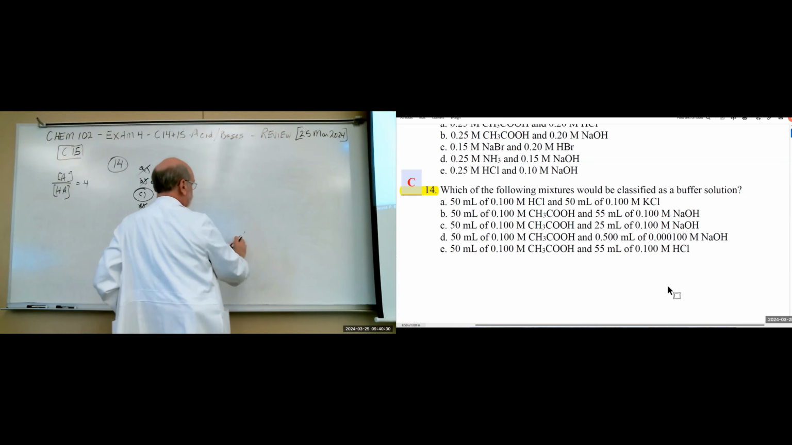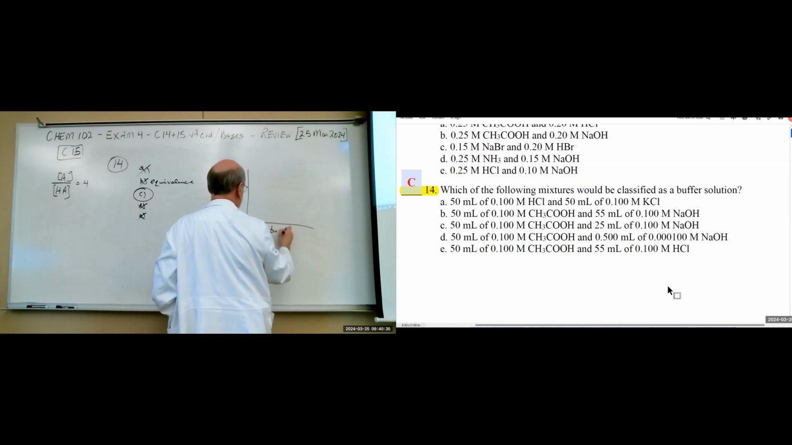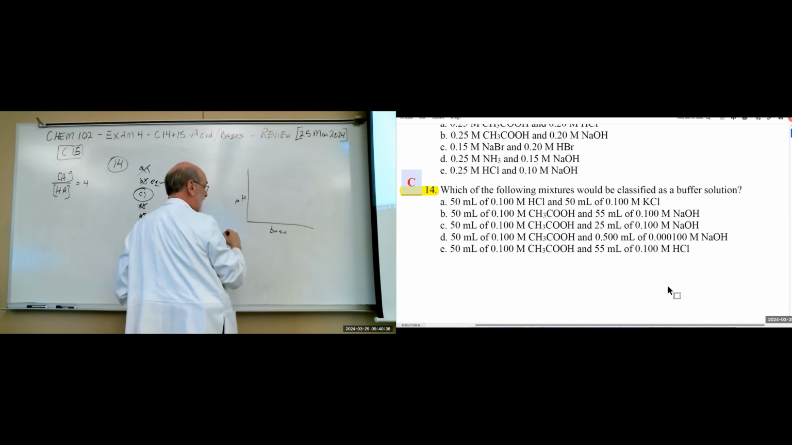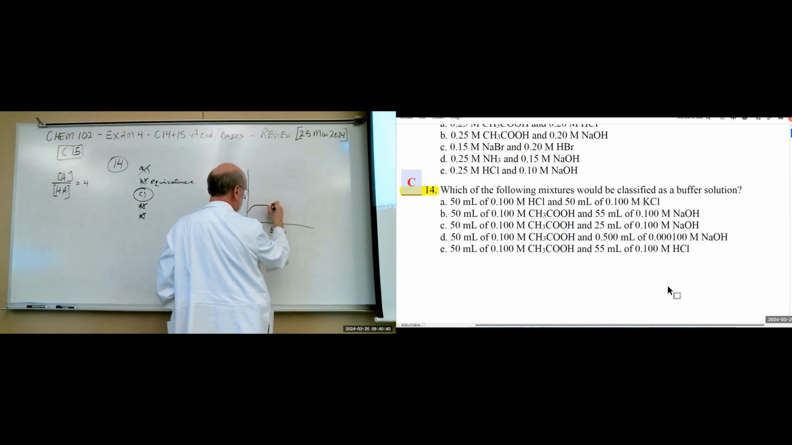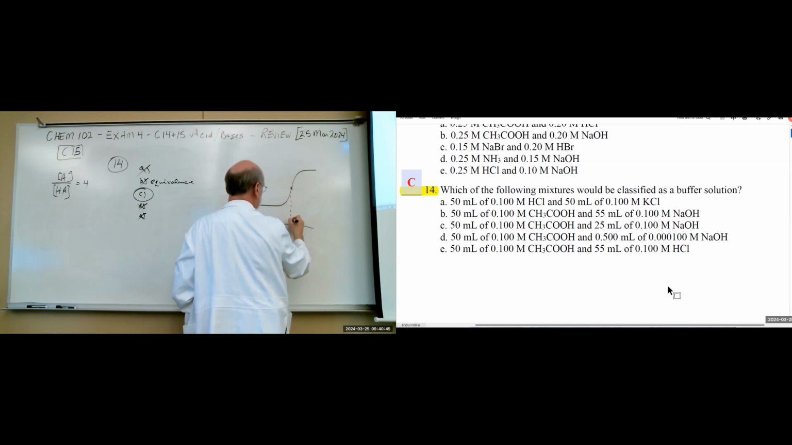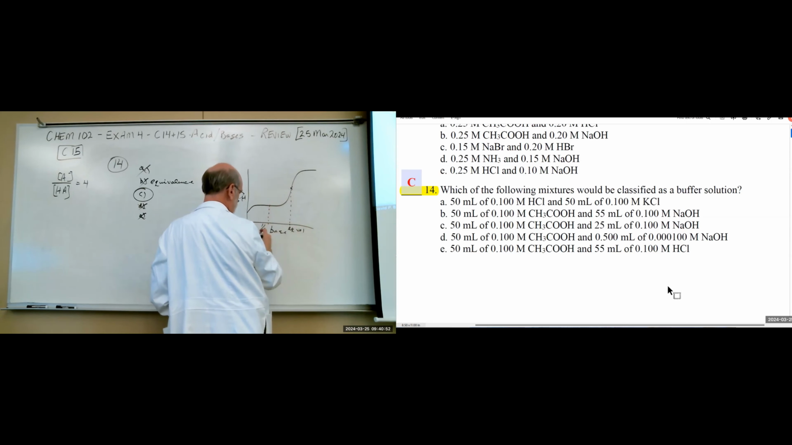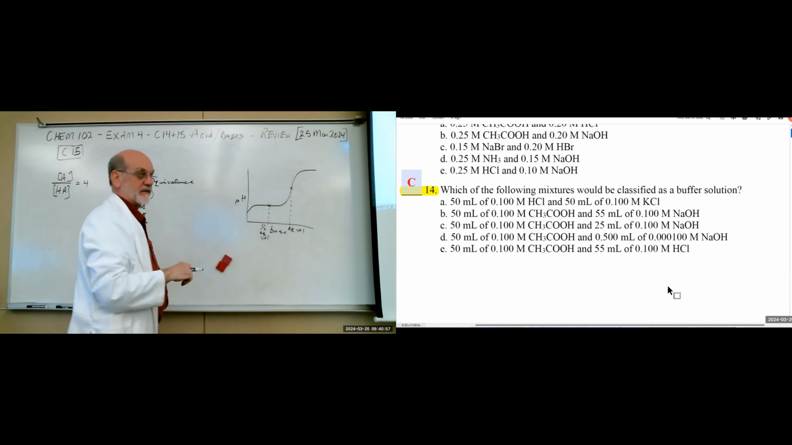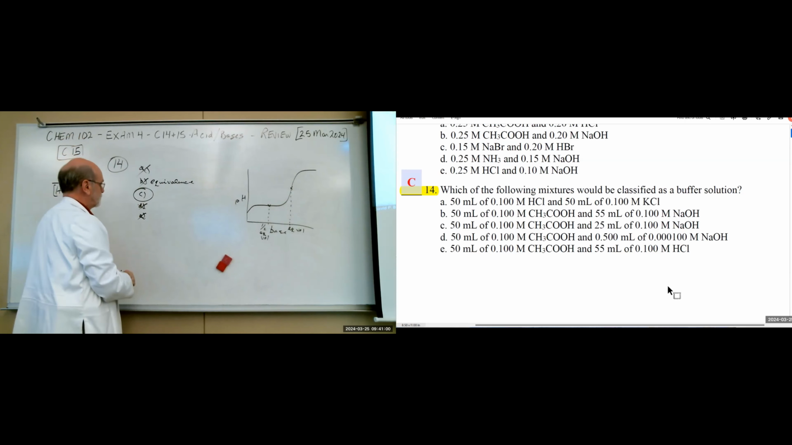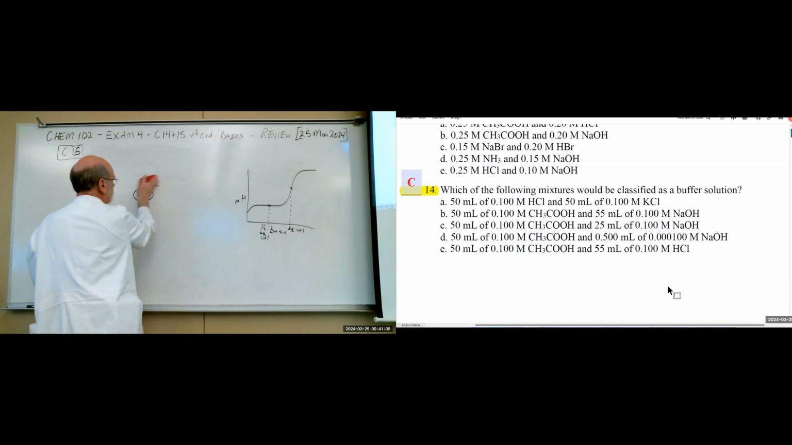And it's based upon the titration curve, right? Added base and pH for a weak acid starts off like this, goes like that, goes like that. There's your equivalence point, right? So equivalence volume, and this is half the equivalence volume. That's the best point for a buffer right there. All right. Now it's 14.